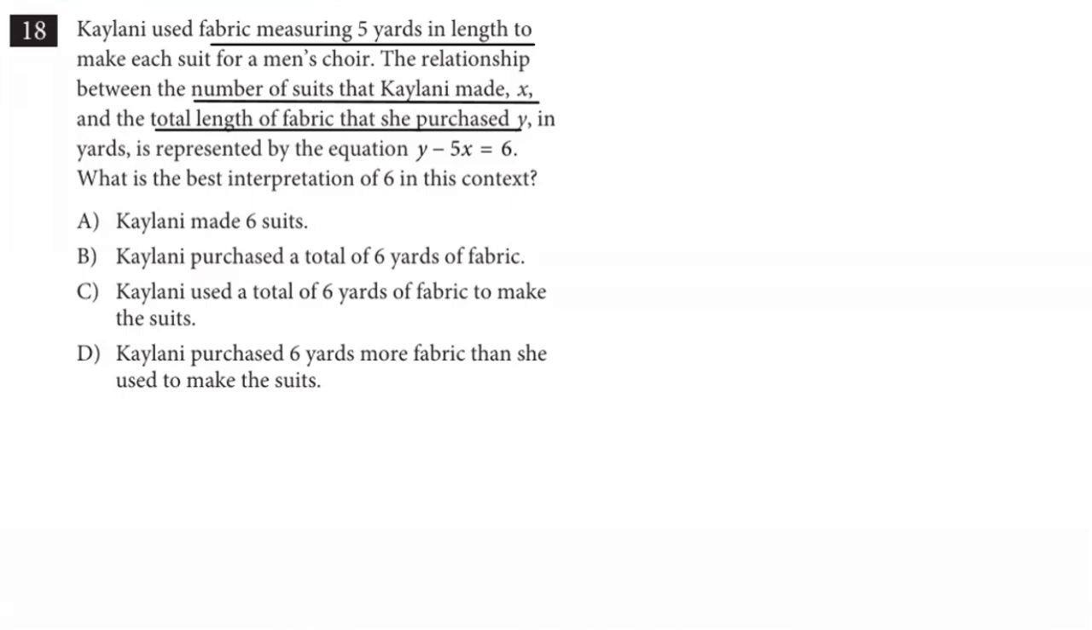So this is a linear model again. It's better to write it like this: 5 yards of cloth for each men's suit, plus 6. So let's see what the options are. A. Kelani made 6 suits. That doesn't seem correct. B. Kelani purchased a total of 6 yards of fabric. Nowhere does it say how many yards she bought. She used 5 yards for each suit, so this doesn't look correct either.